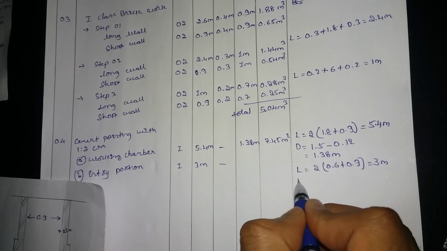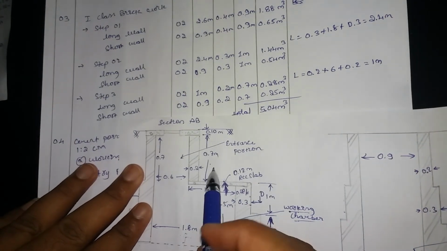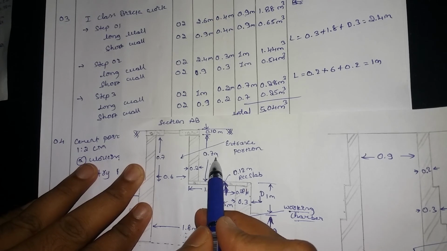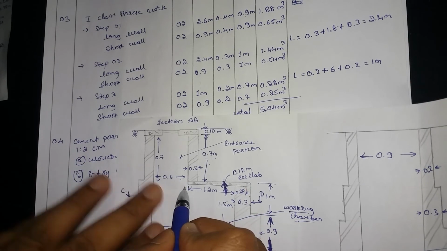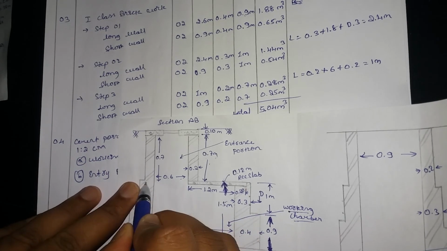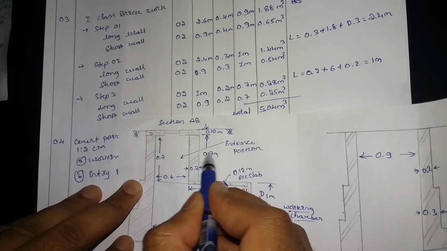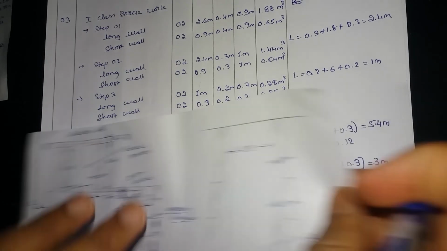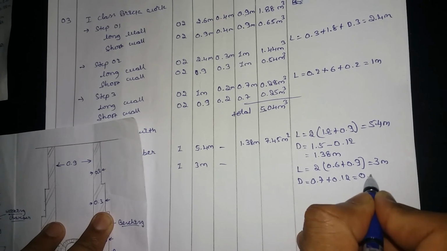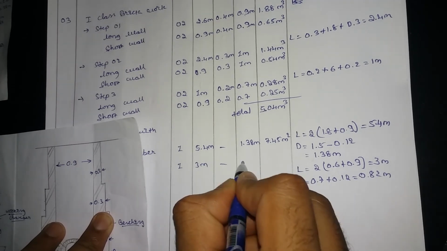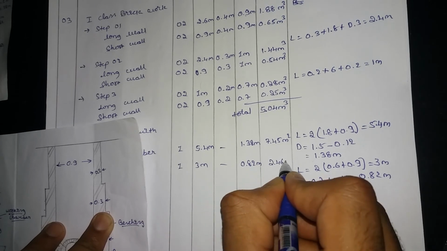So now we need to find out the depth. See here, depth is equal to what? So 0.7 plus 0.12. This distance is up to here only, whatever the things is there, from here to here. So we need to add 0.7 plus 0.12, which gives you 0.82 meter. So this is your exact depth, 0.82 meter. If I multiply this, we will get 2.46 meter square.